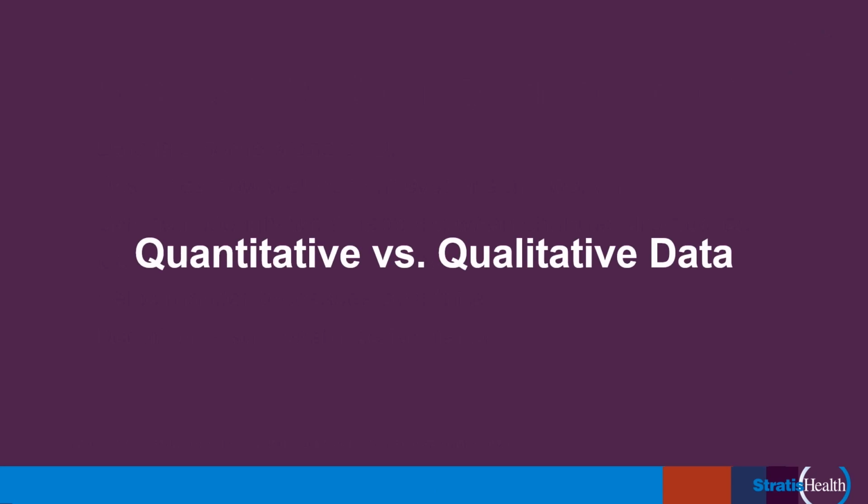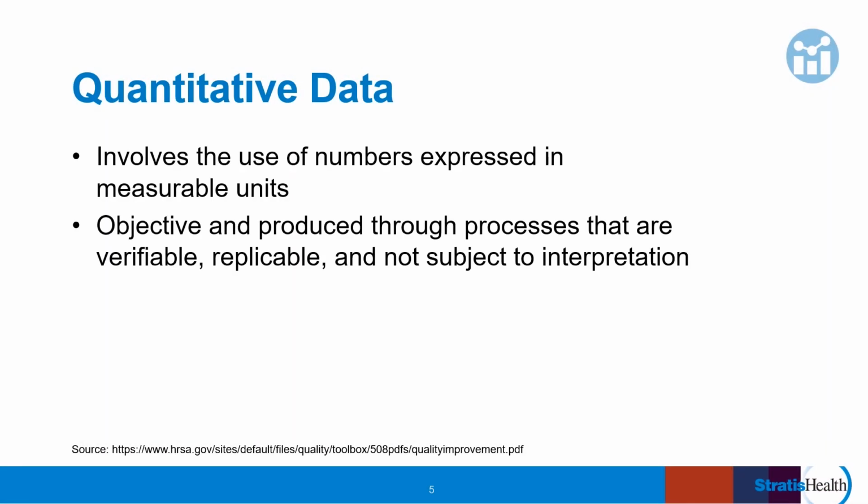Both quantitative and qualitative data are helpful in QI efforts. Let's discuss each. Quantitative data involves the use of numbers expressed in measurable units. Quantitative data is often continuous, such as in height or length measurement. Quantitative data is objective and produced through verifiable, replicable processes and not subject to interpretation.